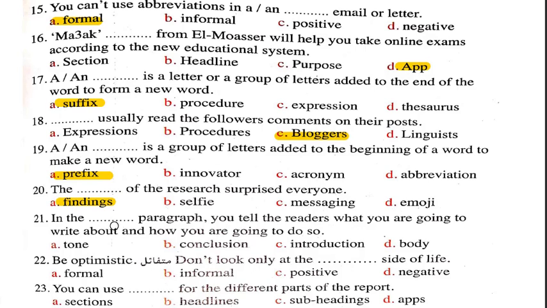21. In the space paragraph, you tell the readers what you are going to write about and how you are going to do so. We always do this in the introduction paragraph. What you are going to write about and how you are going to do so is called the introduction.